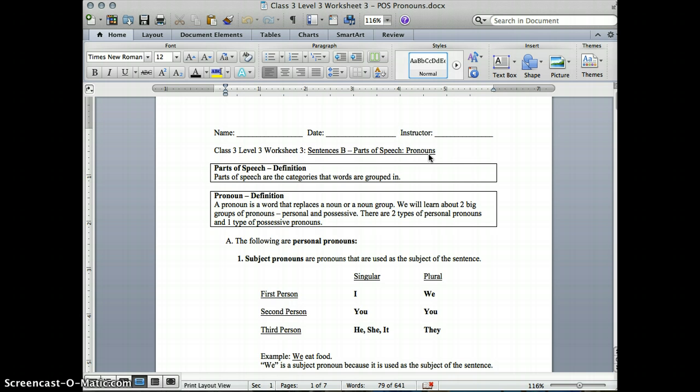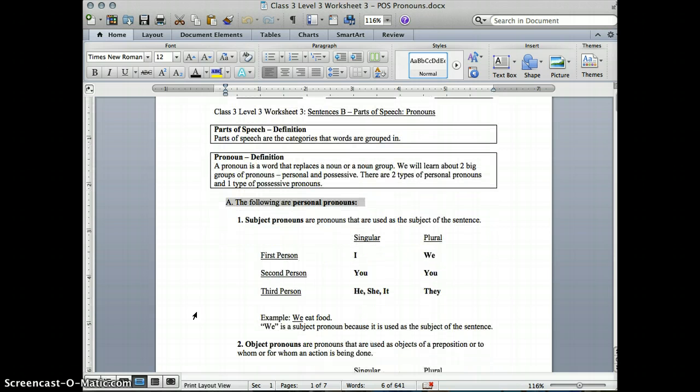So, as I said, we're learning about two groups. The first group is called a personal pronoun, and you can find all that information under A. So, personal pronouns. The first type of personal pronoun that we're going to learn about is a subject pronoun. A subject pronoun is a pronoun that is used for the subject of the sentence.